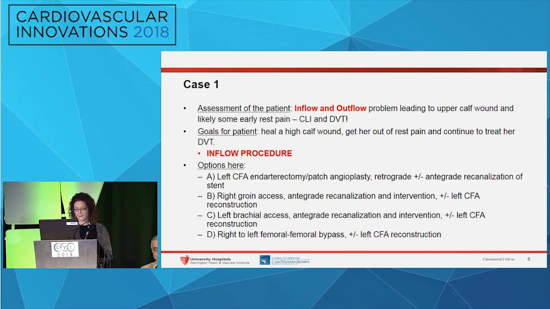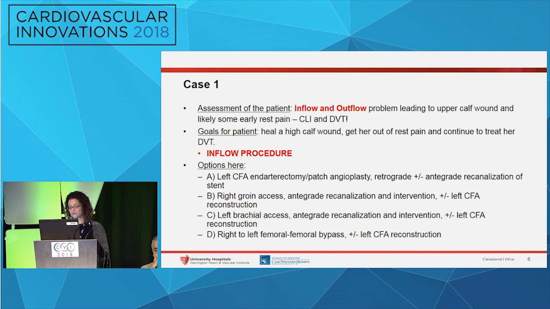So when I thought about her, just based on CTA imaging alone prior to any angiography, I thought, well, we can certainly take her to the operating room, go through a left groin approach, do an endarterectomy, patch angioplasty, and attempt a retrograde iliac recanalization with a bailout procedure of an antegrade approach being the right groin or the left brachial. Or I can go straight from the right groin access, trying to cannulate that small proximal common iliac artery from an antegrade approach with intervention, and then take angiography to determine if my common femoral artery lesion is significant or not. Certainly a left brachial approach is a good option as an antegrade recanalization technique.